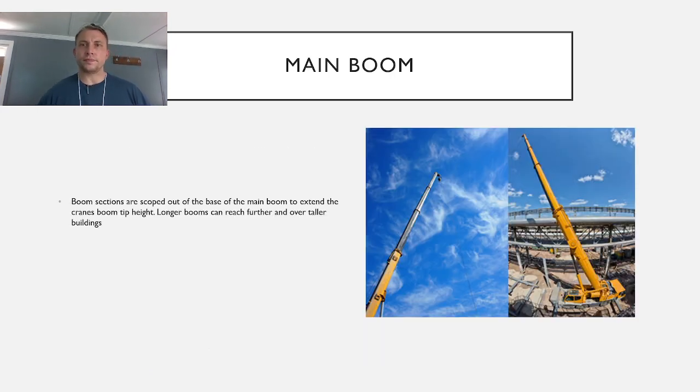The main boom is exactly what it is, the main boom of the crane. They come in different sections. You have your base one, and then inside of the base of the crane, sections start coming out, and you can have up to 4 or 5 or 6 different sections that come out of the main boom to extend the boom out further so that you can reach further, and you can also take things off of higher buildings.